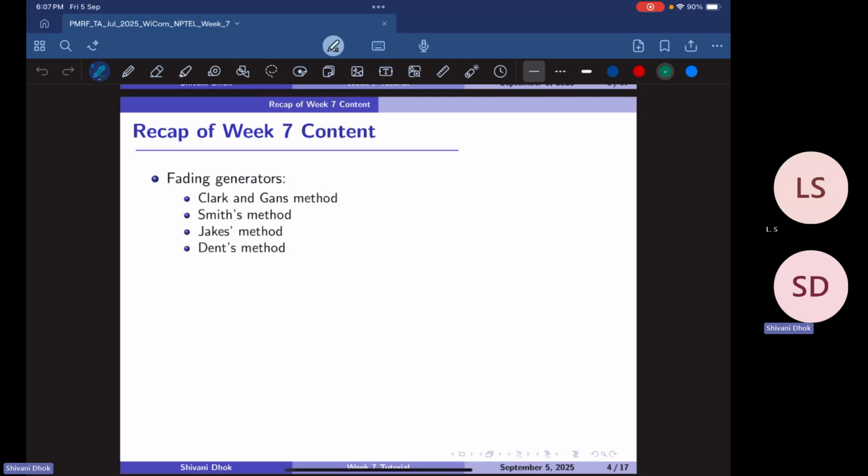but the first thing that we looked at was the Clarke and Gans method, in which we said that this is a filter based method in which we generate two complex Gaussian random variables and pass them through the filter whose Fourier transform is under root of your temporal correlation, or the Fourier transform of your Bessel correlation function that we had derived earlier. And this we do in time domain.